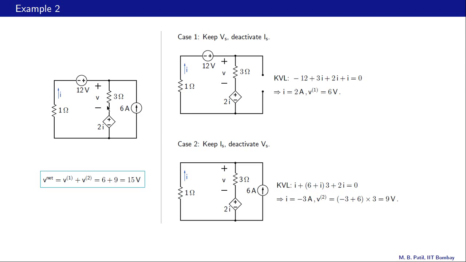And similarly, we can find the voltage drops across each of these elements. Make sure that KVL is actually satisfied by the net quantities in this loop, and also KCL is satisfied at this node.